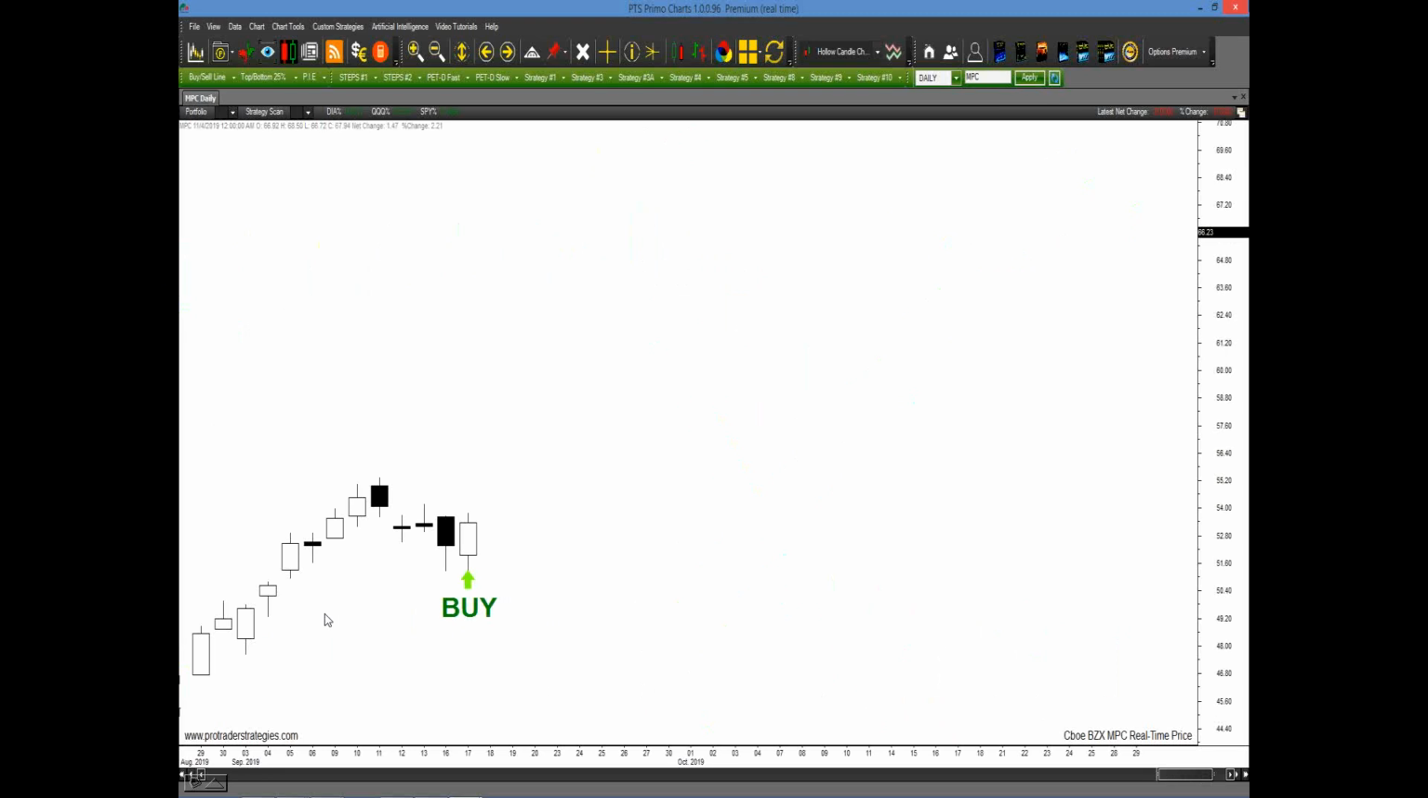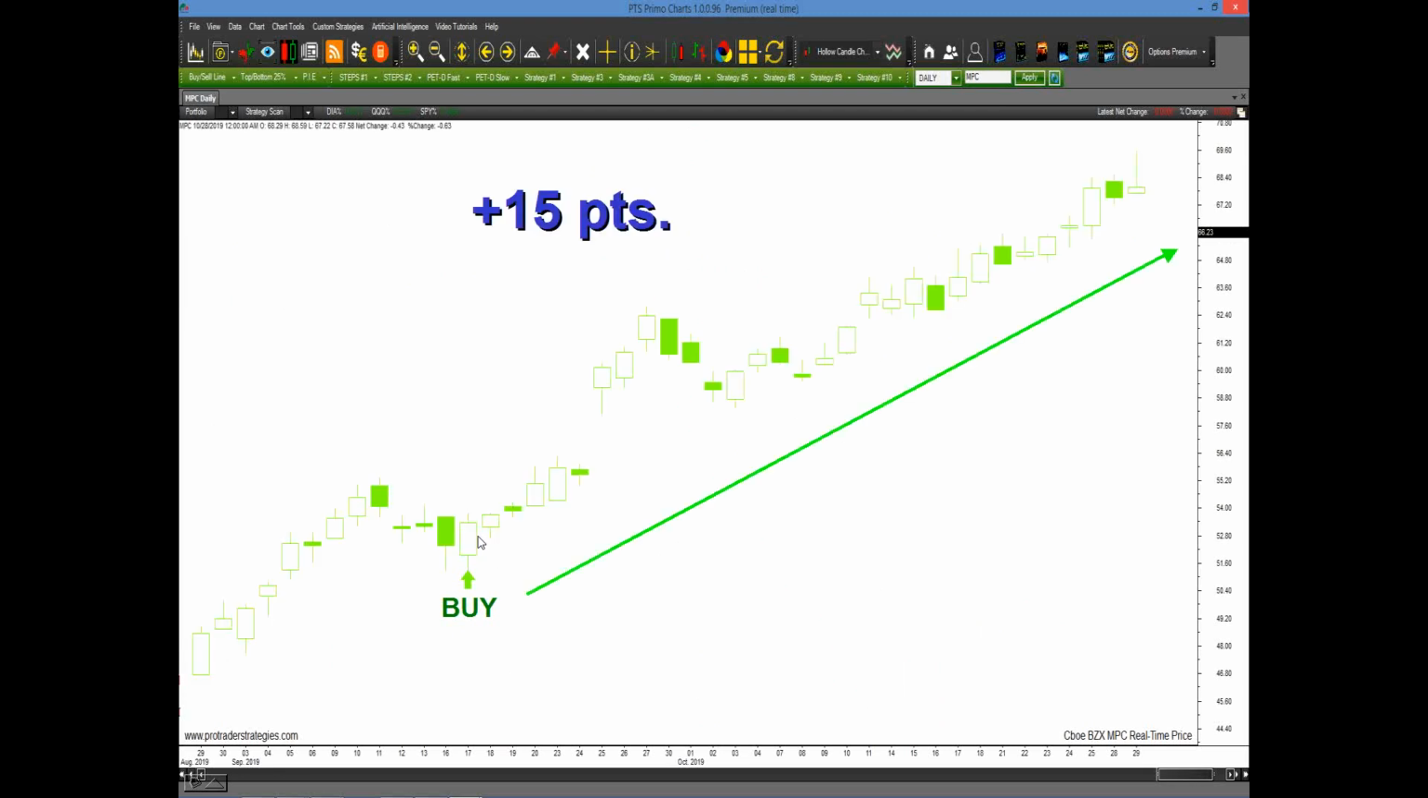How about MPC? All right. Here's an example of how you can get many signals generated if the trend is strong enough. You have a signal, it's confirmed, the stock goes up 15 points, and as you can see, this is a very strong uptrend. All the bars are colored green. So if you missed the first one, don't worry, there were a couple more you could have gotten in and maybe taken advantage of a 7 or 10 point gain.